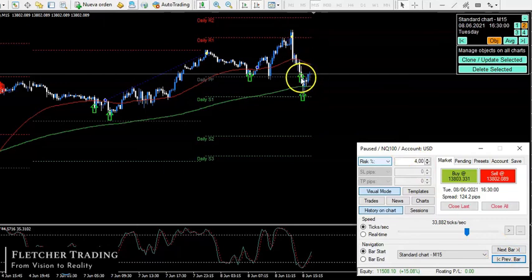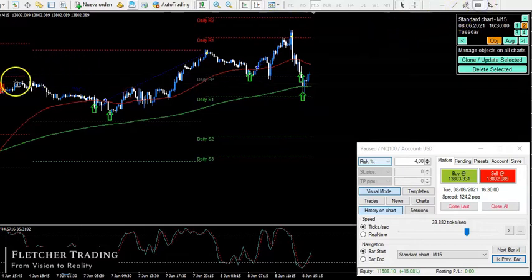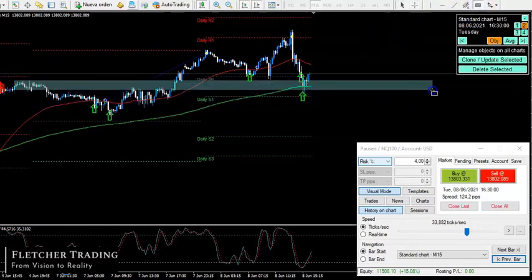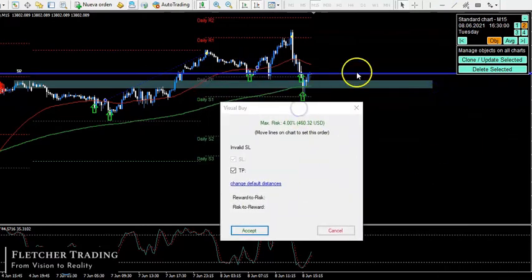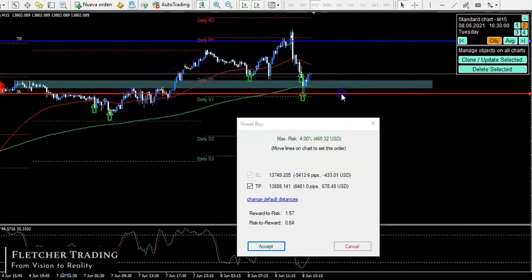Okay, so we just received some more buy signals here. Again, this is around this daily pivot point and around this support level here. So I'm going to click buy, and I'm just going to target these recent highs here. I'm going to have this just below that level there. And I'm going to click accept, and we've got a risk to reward of 1.5, almost 1.6. Accept.